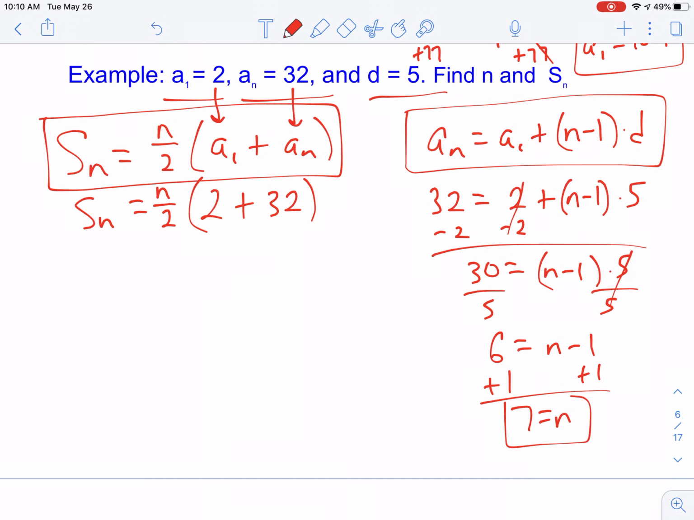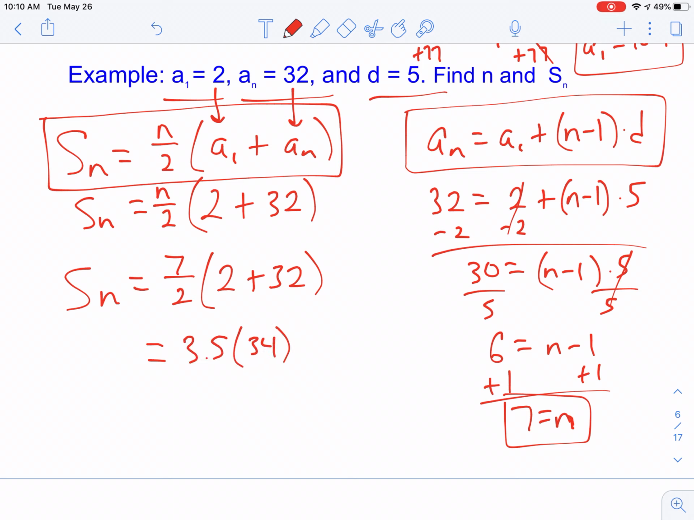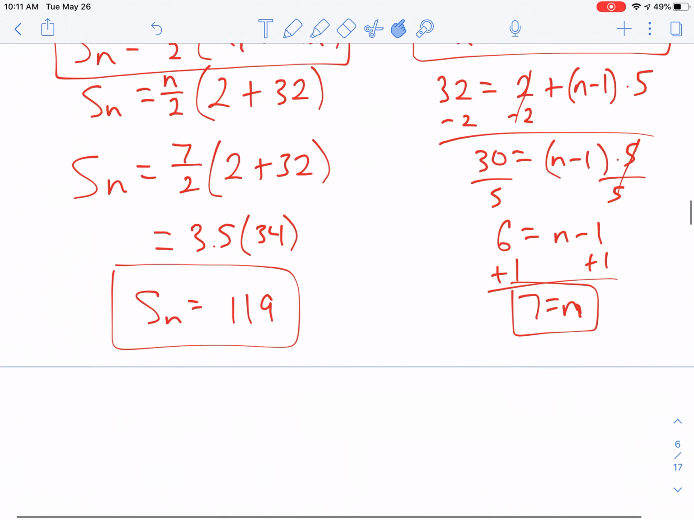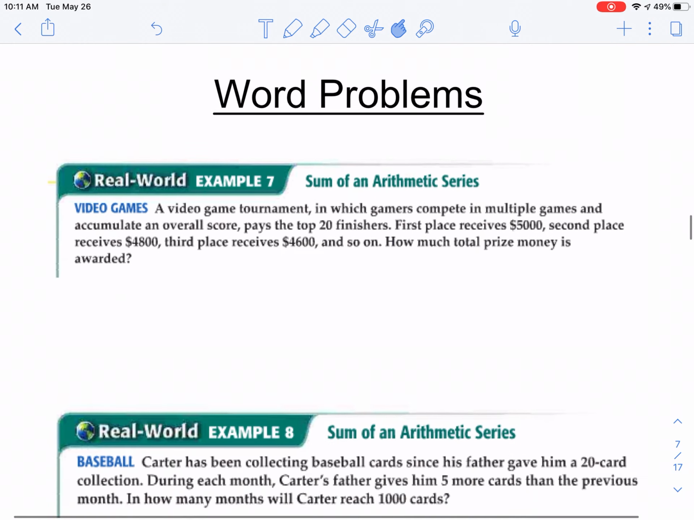Alright. That's N. So now we can plug it into our SN formula. We know N is 7 over 2. And then it's a very simple solve. So 3.5 times 34. 3.5 times 34 is 119. So we solve for both things. We solve for N and SN using the two formulas. Let's do one more.